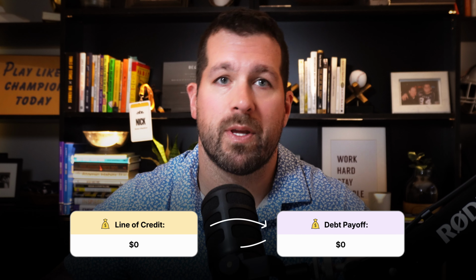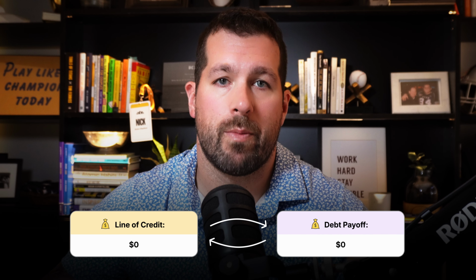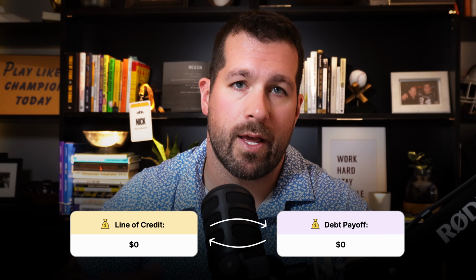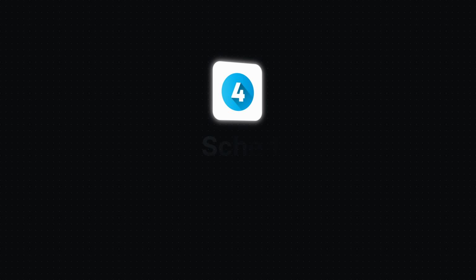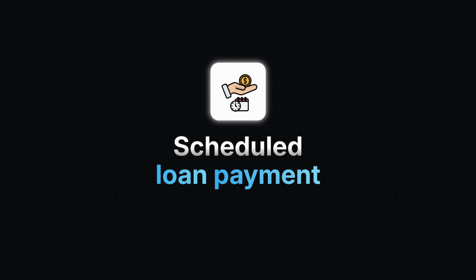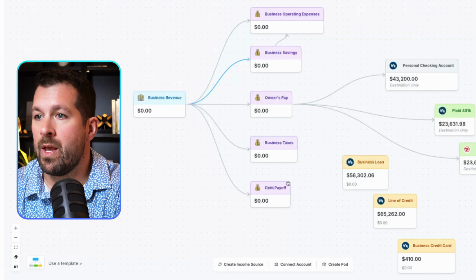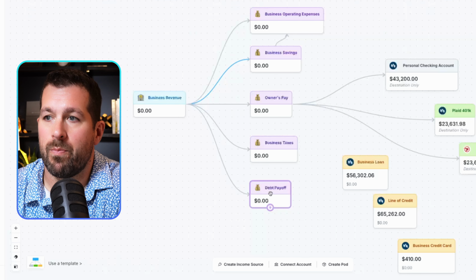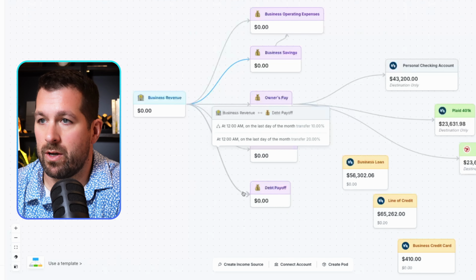Now, I want to show you how to sync up the business lines of credit and the debts that they want to pay off, because that's an important piece that we want to make sure that we're always reducing our debt as we want to build our wealth, both as a business and individually. So for rule 4, what we want to do here is on the 5th day of each month, we're going to move that $1,500 to our business loan account. So we're having money deposited into the debt payoff bucket every single month.